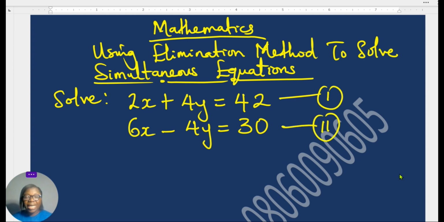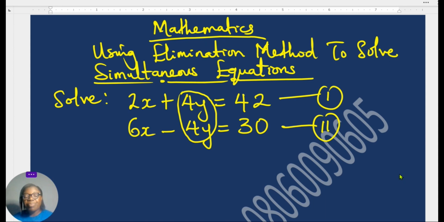Now, in these equations, we can see that the coefficients of y are equal. We have 4 in the first equation and 4 in the second equation, being the coefficients of y. What do we mean by coefficients? A coefficient is the number that is multiplying the letter in an equation. So we have plus 4y and minus 4y, which means it will be easy for us to eliminate y in order to get the value of x. Plus 4y minus 4y will give us 0.